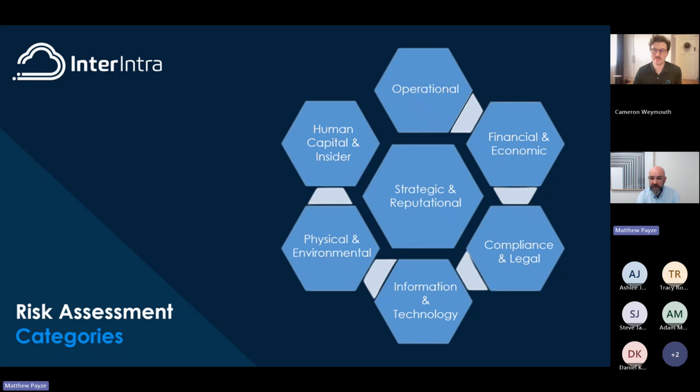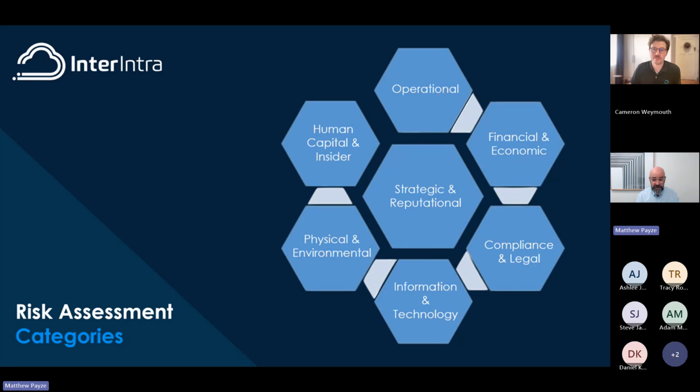Operational risks. These are your day-to-day business processes, your efficiencies and business continuity. An example of this would be a critical piece of software or web portal that is used for invoicing and or customer management, maybe experiencing a prolonged failure. It's an operational risk.